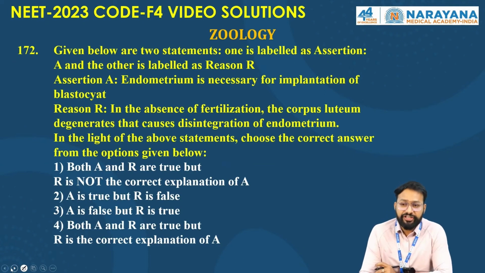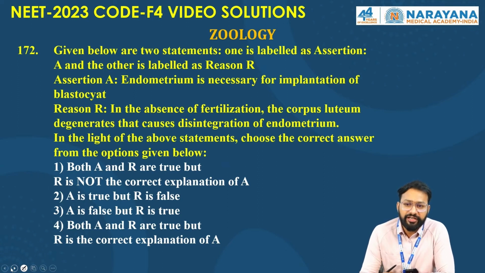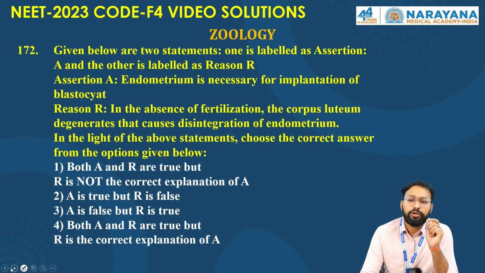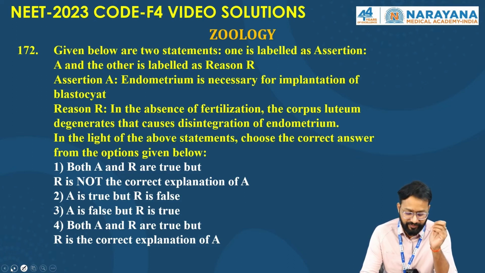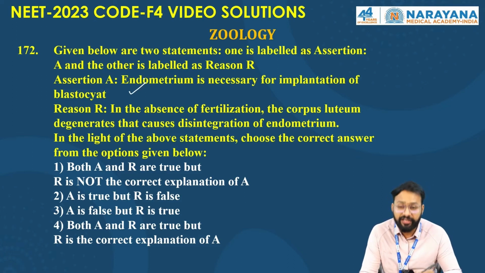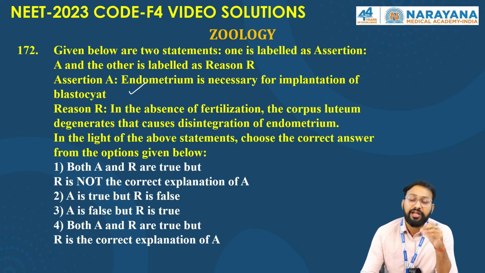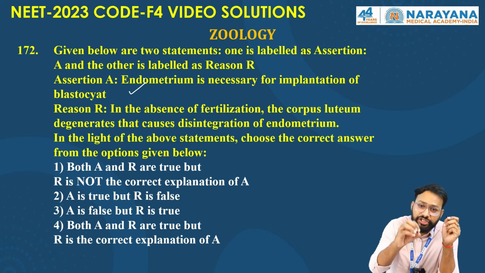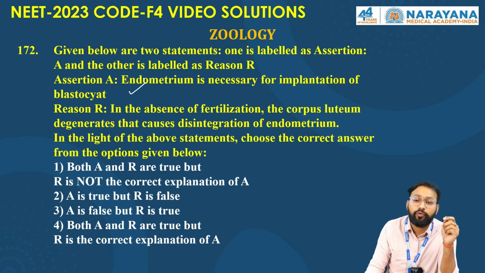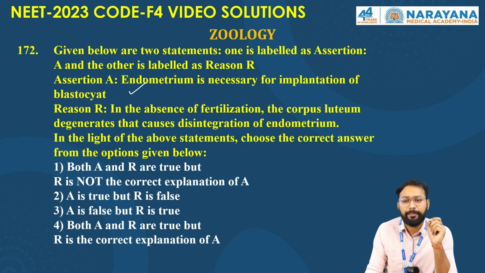Moving to the next question, question number 172, related to statements again. Assertion and reason. The assertion is that endometrium is necessary for implantation of blastocyst, which is very much true. The blastocyst embeds itself into the endometrium wall to gain nourishment for development, and over there only the placenta will be formed.